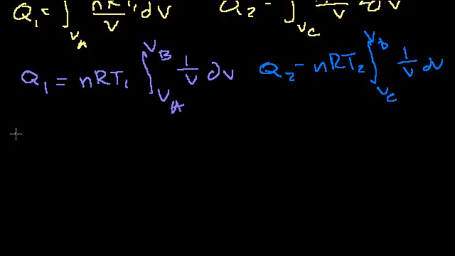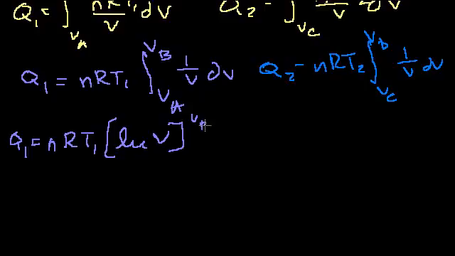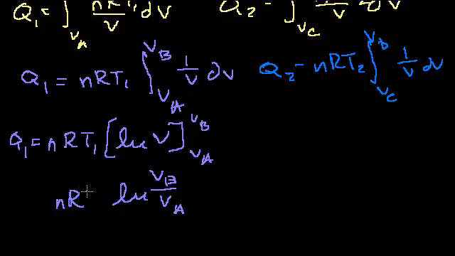So we get Q1 is equal to nRT1 times the natural log of V evaluated at VB minus it evaluated at VA. And Q2, well, let me just solve this whole equation right here. So this is equal to what? This is equal to the natural log of VB minus the natural log of VA, which is the same thing as the natural log of VB over VA times nRT1, and all of that's equal to Q1.